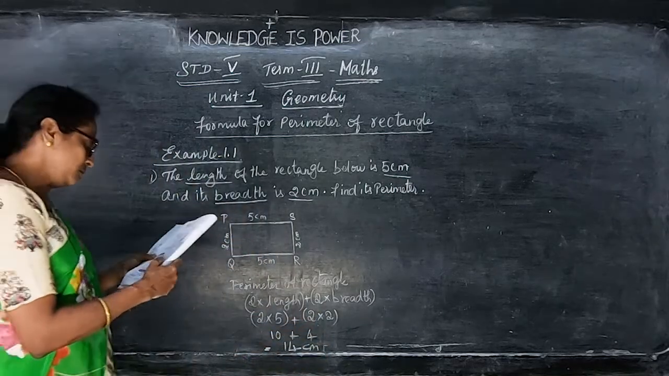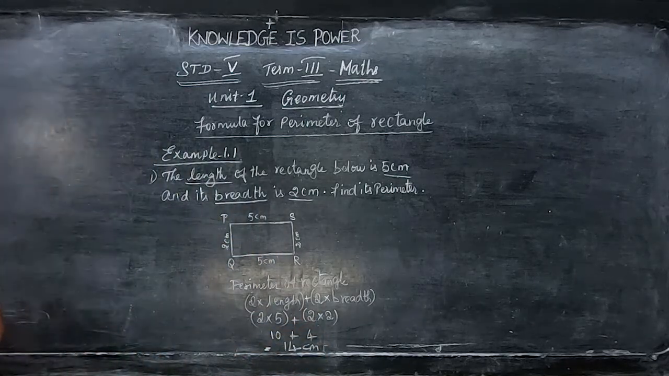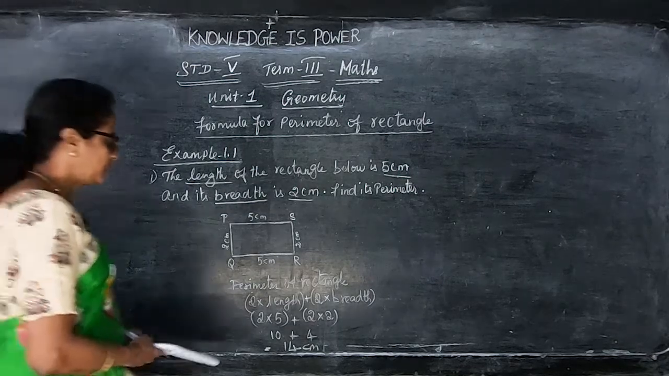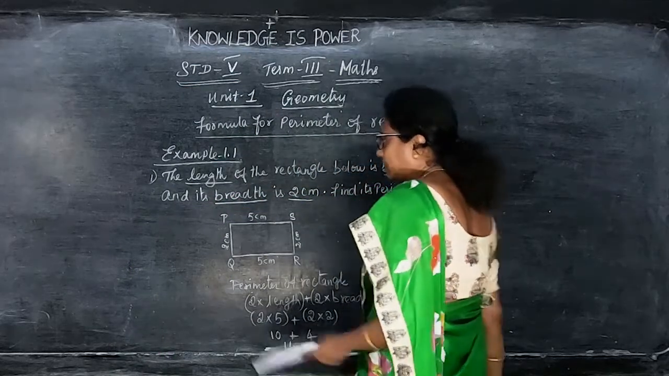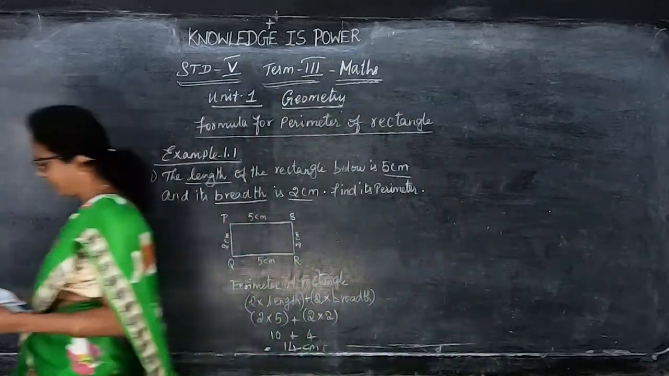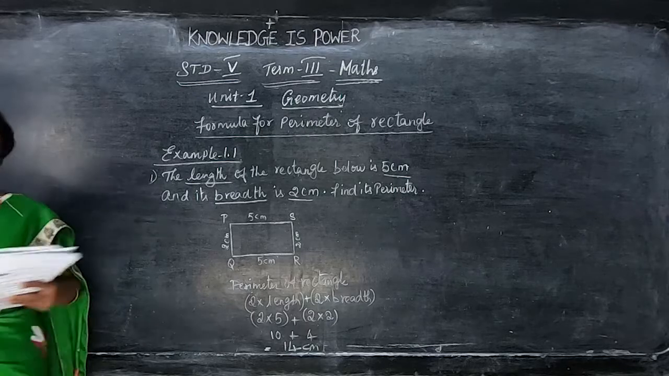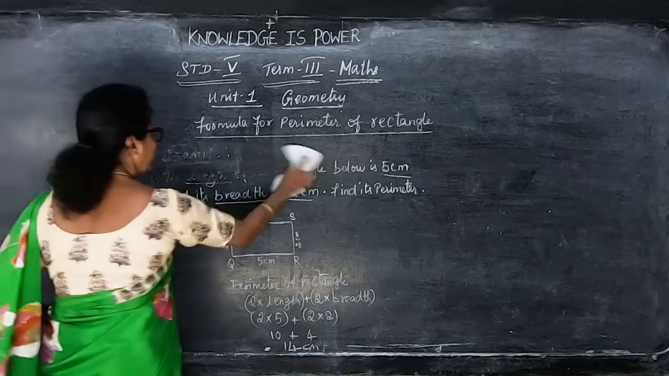Okay. So this is the sum. So it is the perimeter of a rectangle. Can you understand, children? So perimeter of a rectangle is 14 centimeter. You have to write like this. Next, perimeter of a square. What is the formula for the perimeter of a square?